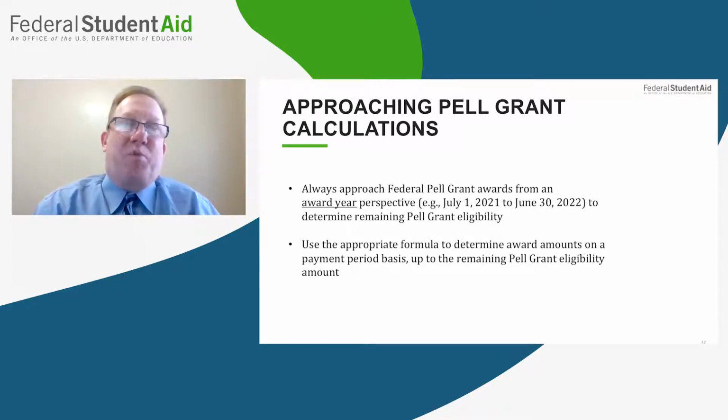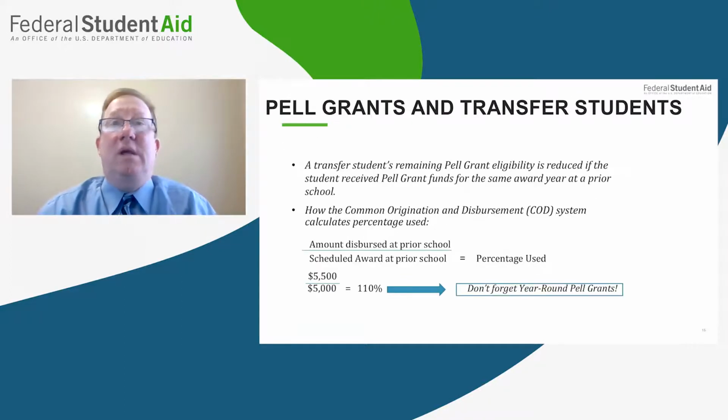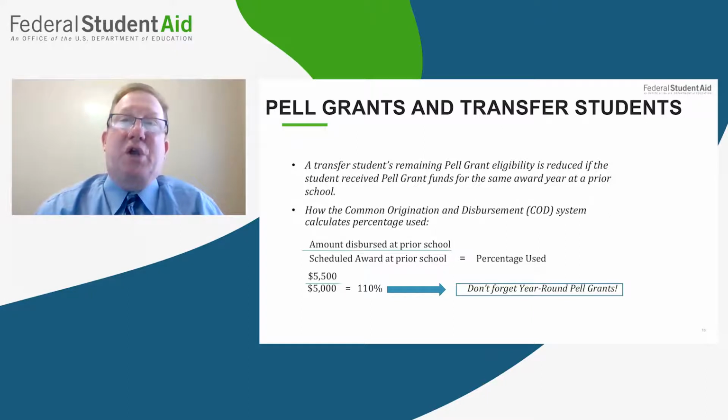Then you have to use the appropriate Pell Grant formula to determine the award amounts based on the student's payment periods. That's when they're going to enroll and when you're going to disburse the aid. And you disburse the aid up to their remaining amount for that award year. So for transfer students, you need to look at the student's loan record on the NSLDS or on the Common Origination and Disbursement System to see what percentage of Pell Grant that student has received, or you might say used, or utilized, or benefited from during this award year.